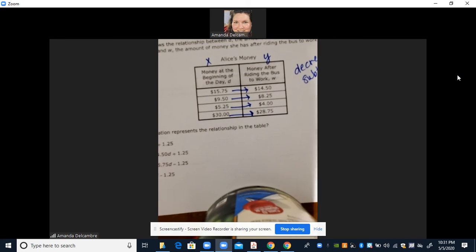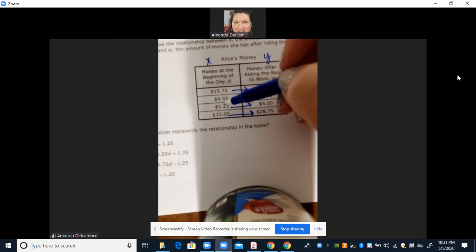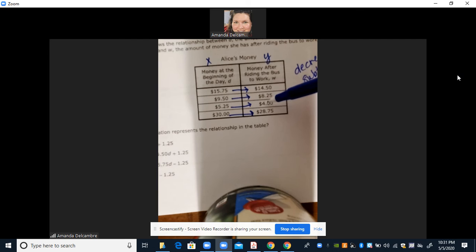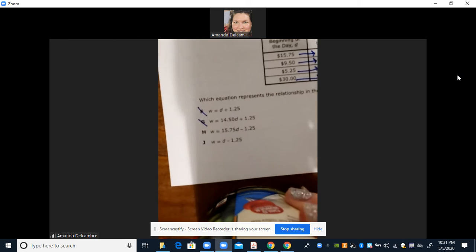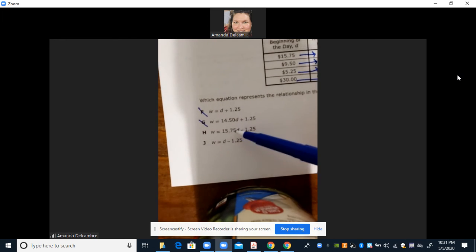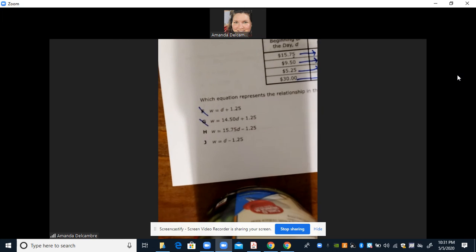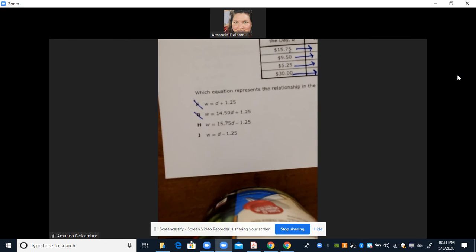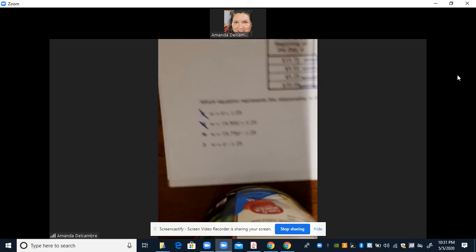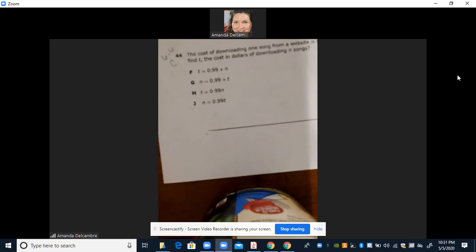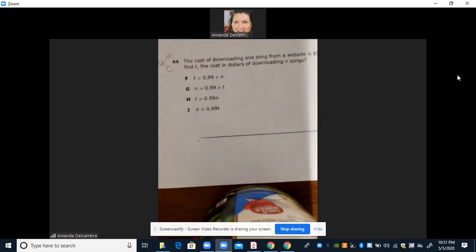So let's look real quick. Well, how does she go from $5.25 to $4? Did she take $5.25, multiply it by 15, and then subtract $1.25, or did she just subtract $1.25? What operation did she do each and every time from here to here? Limit it down to 2. You need to solve that. Okay, we have 2 more.